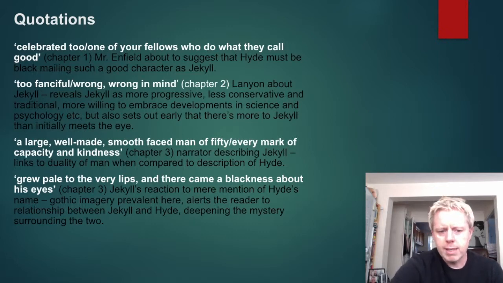"He grew pale to the very lips, and there came a blackness about his eyes." You'll find a lot of Gothic imagery used to describe Jekyll in relation to Hyde as well as the setting. So this is from chapter 3, Jekyll's reaction to the mere mention of Hyde's name. Gothic imagery prevalent here alerts the reader to the relationship between Jekyll and Hyde, deepens the mystery surrounding the two.